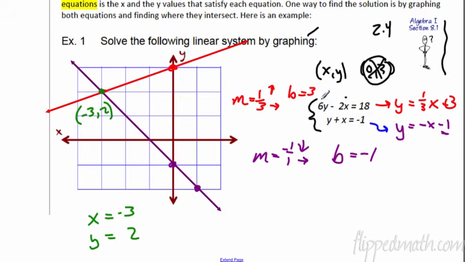That's going to be 12 plus 6, and that's going to equal 18. So it works there. And down here I'm going to get, what do we get? 2 plus negative 3, that equals negative 1, so it's going to work in that equation. So that's how you check yourself to make sure you're correct. So that's basically it. That's how we do this whole section. Let's go to the next part.